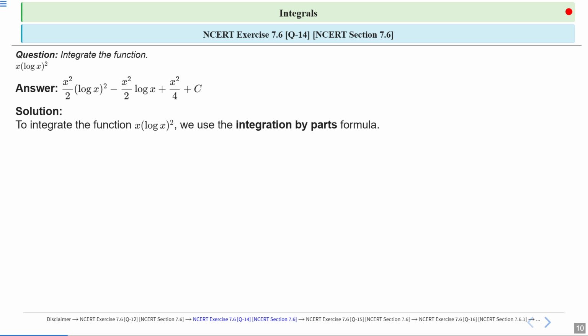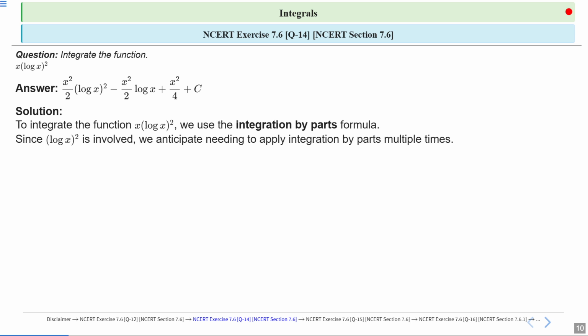Solution part. Now we apply the integration by parts formula to integrate this function. There are two functions. First one is log x whole square and second one is x. In this question we need to apply integration by parts multiple times because there is a term log x whole square. So the formula of integration by parts is integration of u dv is equal to u into integration of dv, that is v, minus integration of v, that is integration of dv, into du, that is differentiation of function u.